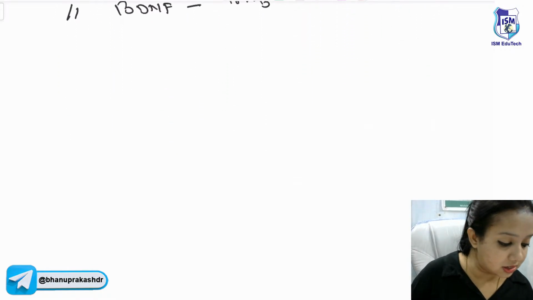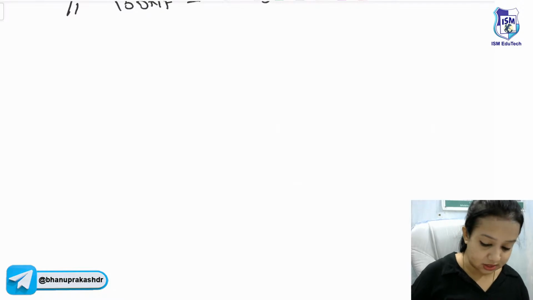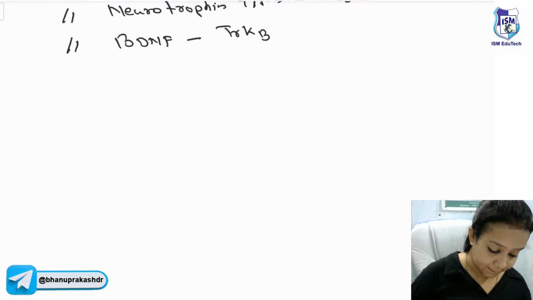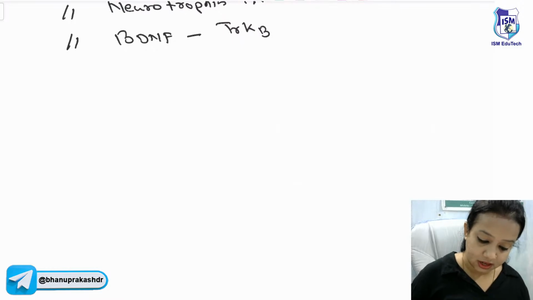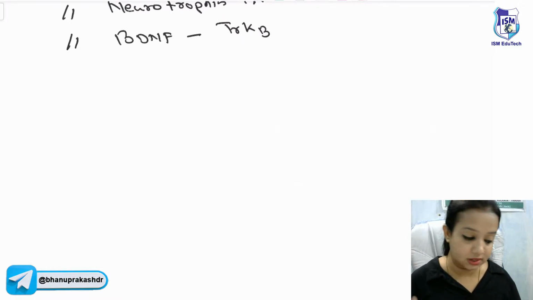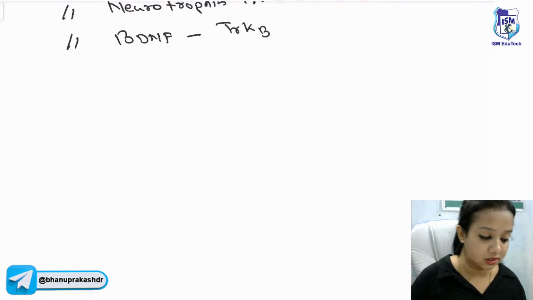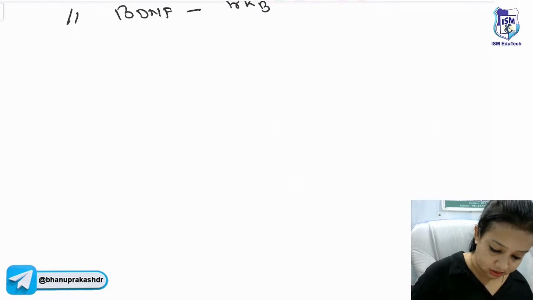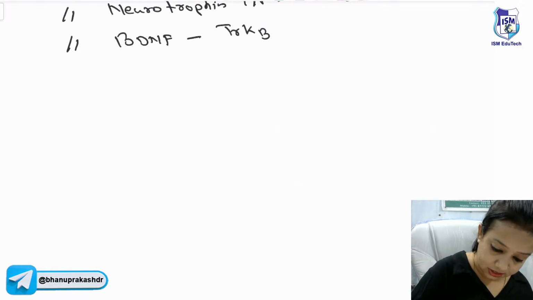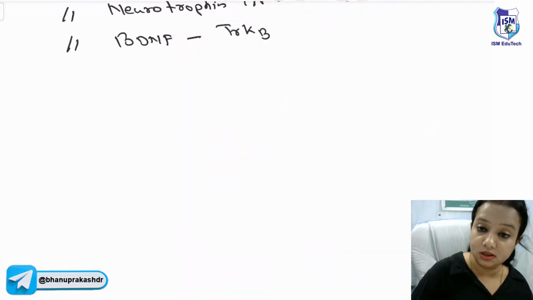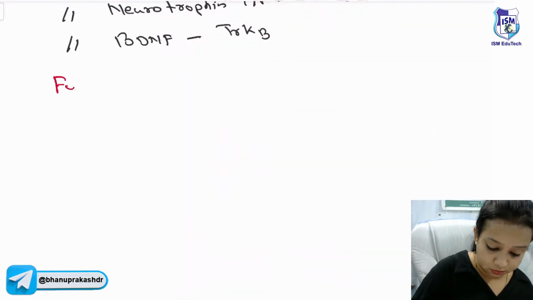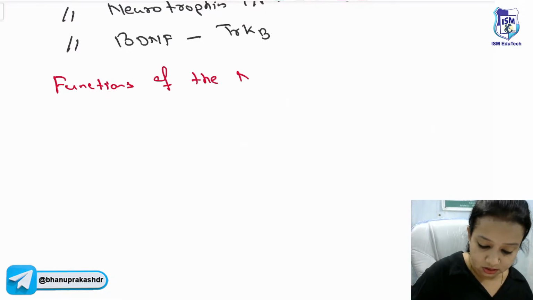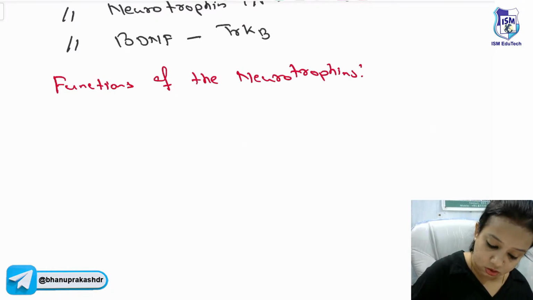Now, various clinical conditions are seen whenever these neurotrophins are deficient or not functioning properly. Okay, so what are the deficit conditions in context to the neurotrophins? So, functions of the neurotrophins.